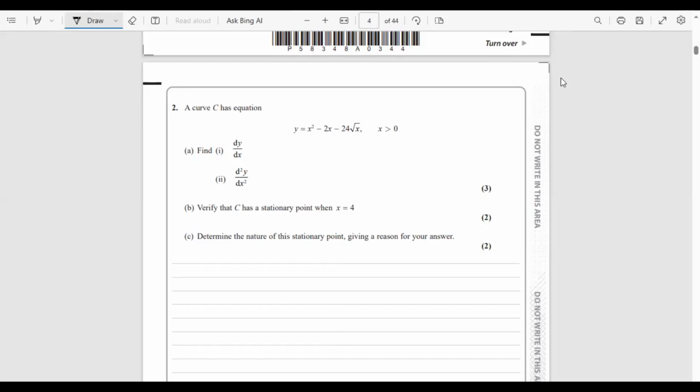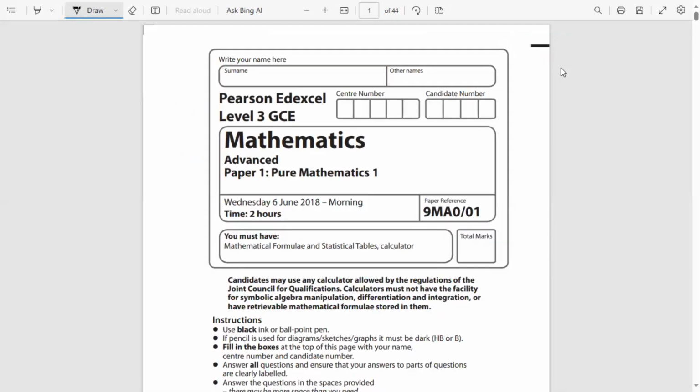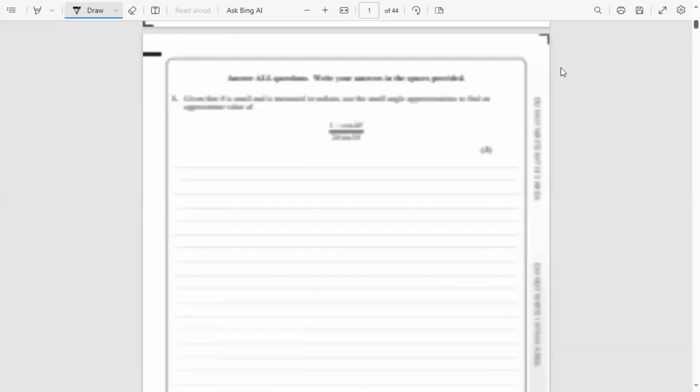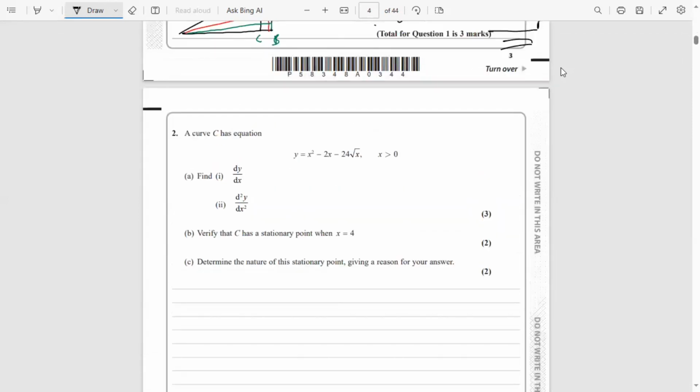Hi everyone, in this video today we're going to answer question 2 from the Edexcel 2018 A-Level Paper 1 Pure Maths exam. This question 2 is a differentiation question, and also a bit of stationary points involved in part B and C as well. So that's going to be our plan today.